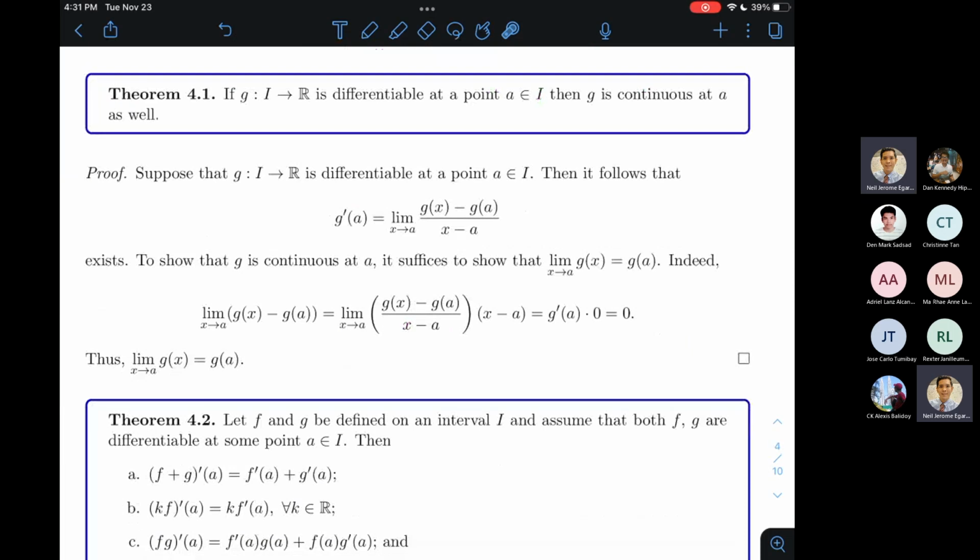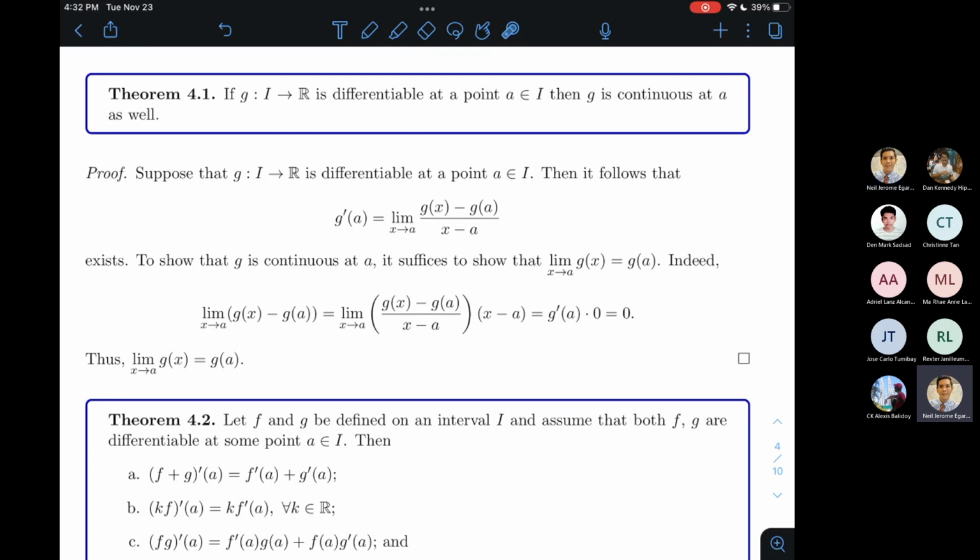Theorem 4.1 tells us that if your function is differentiable, then it is continuous at a. But we already knew from example 4.2 that the converse is not true. Continuity is not sufficient for differentiability, but the other way around is true. Differentiability is sufficient to conclude continuity. Okay?